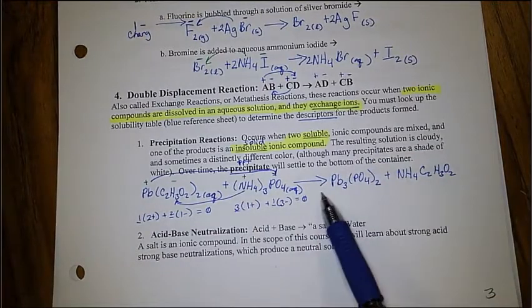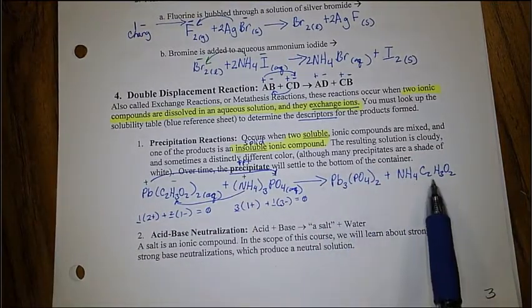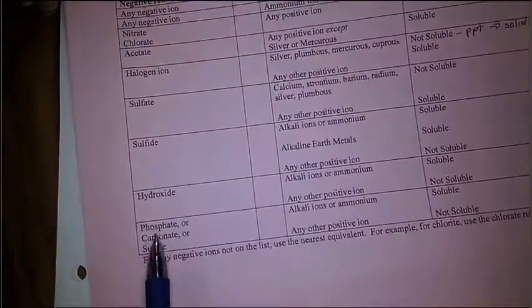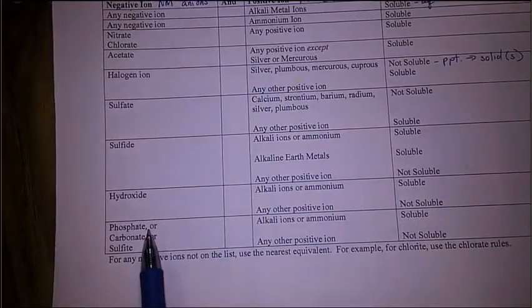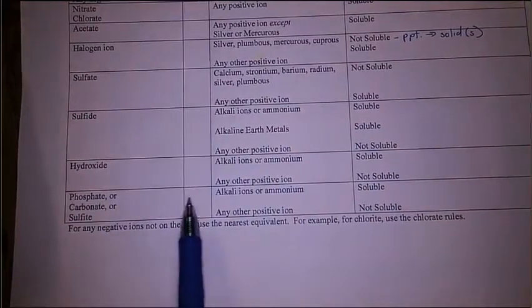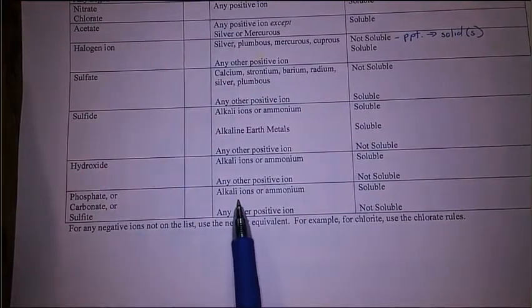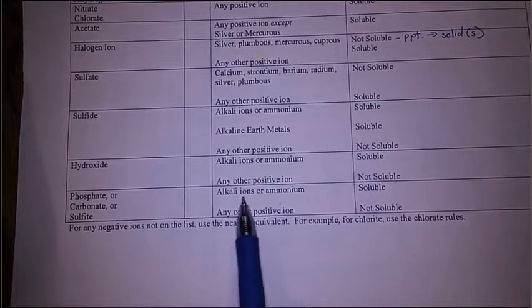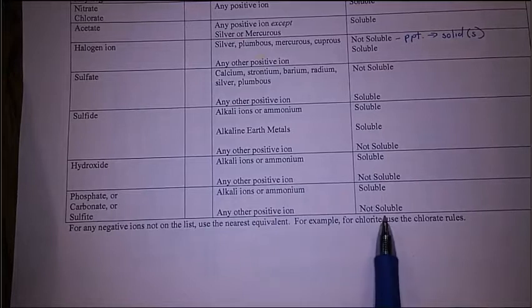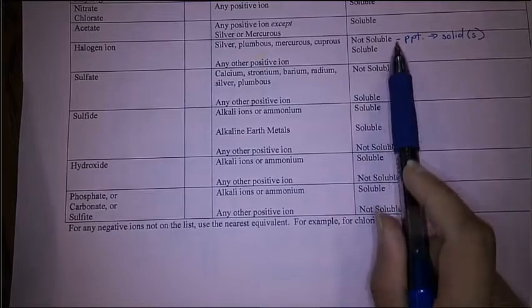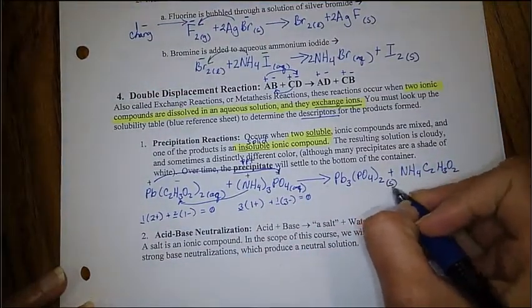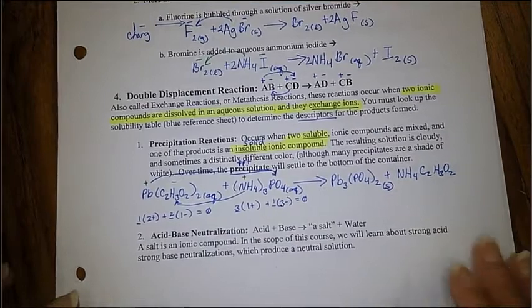Then to see which one of these is going to be the solid or the precipitate that is produced, I'm going to look up phosphate again in here, and I'm going to see my phosphate is bonded to lead here. So phosphate with alkali ions or ammonium, no. Lead is neither one of those, so I'm going to go to the second choice, and it says any other positive ion. That would be not soluble, which means that that is the precipitate or the solid. So this will be the solid right here, or the precipitate that comes out.